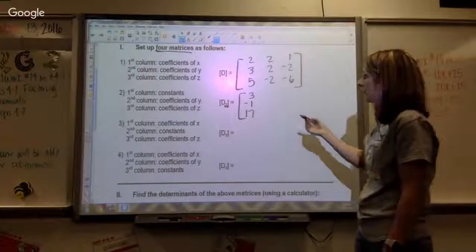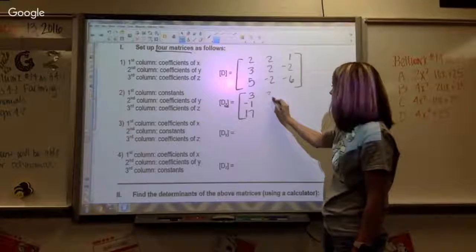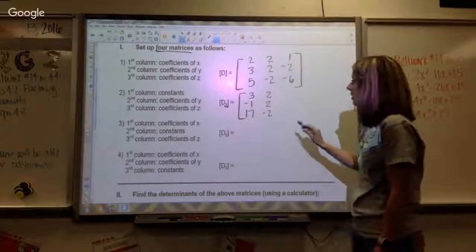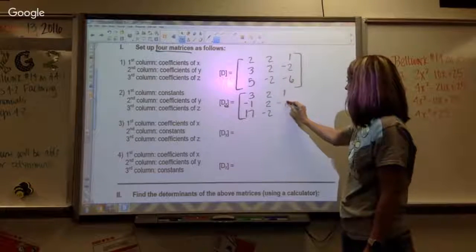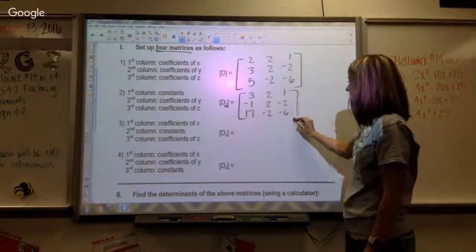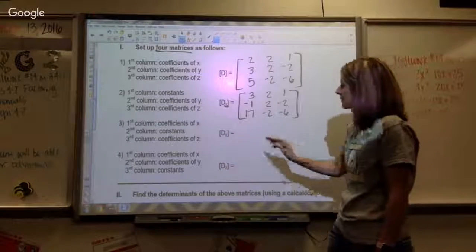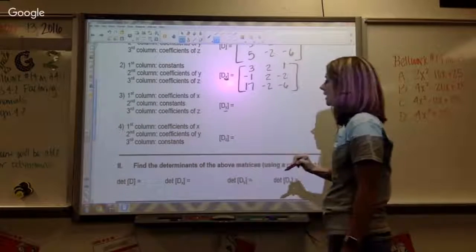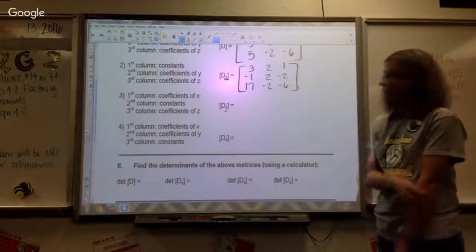So second column, coefficients of y. So 2, 2, -2. Third column, coefficients of z. 1, -2, -6. This third matrix, we're using to solve for y. So in the y column is where your constants go.